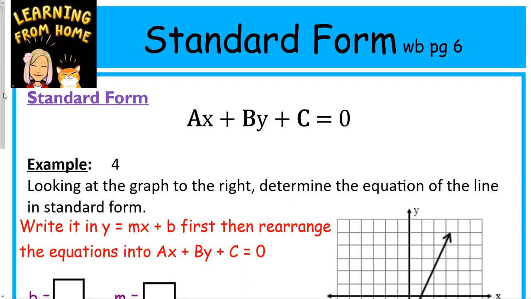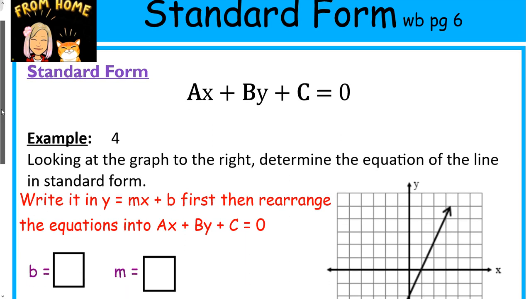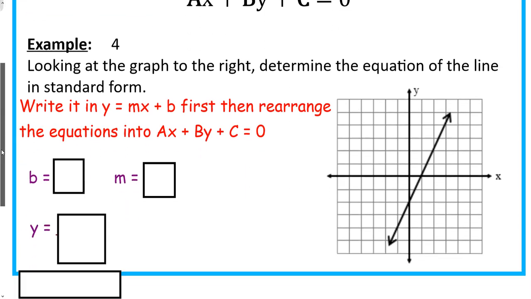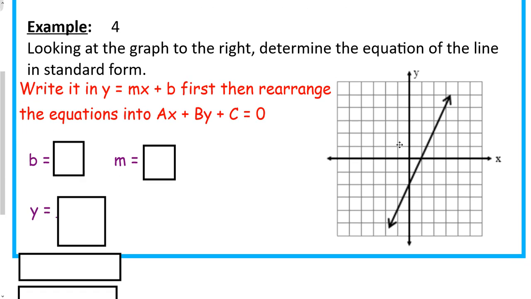And we have one example left. This one says, looking at the graph to the right, determine the equation of the line in standard form. All right, so you should know how to write the equation of the line in y equals mx plus b form already. And then you just need to rearrange the equations like I showed you in the previous few examples. So how do we write this in y equals mx plus b?